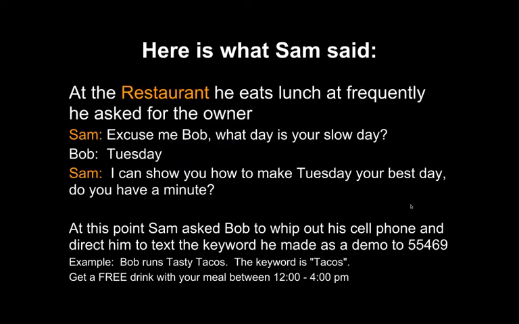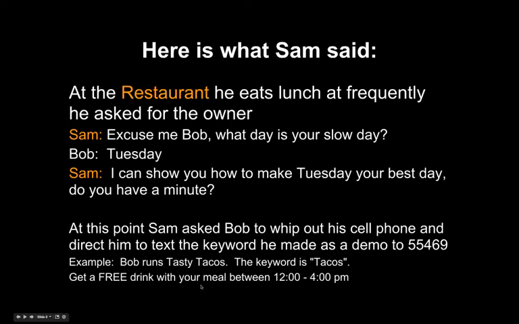At this point, Sam asks Bob to whip out his cell phone and directs him to text the keyword he made as a demo. And so what he did was, before he went to the restaurant, he took the time to log into his account and set up a keyword. In this case, he picked the word tacos because Bob's restaurant is called Tasty Tacos. So he tells Bob, type in tacos and text it to the short code 55469. Bob does it. He waits about 3 to 5 seconds. And this is the message he gets back.